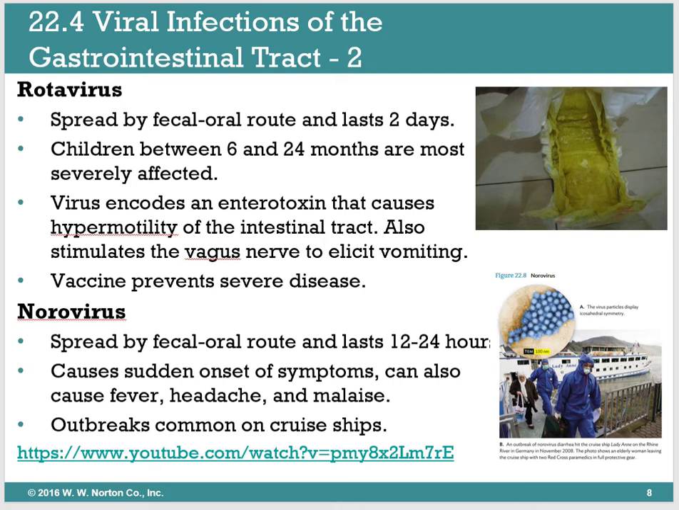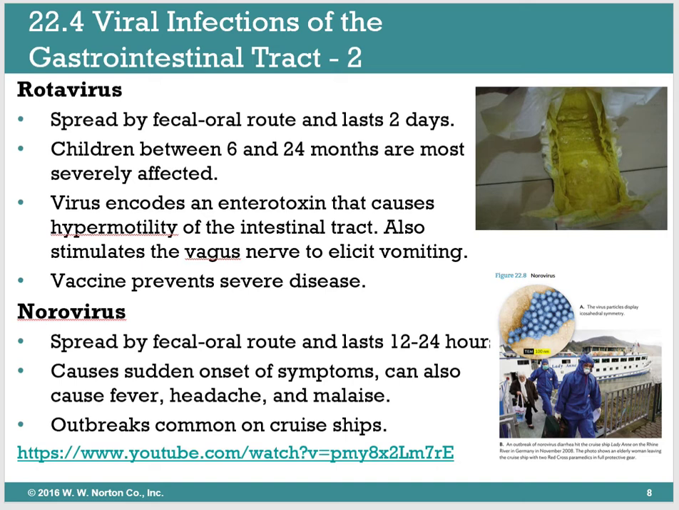So that's the rotavirus. And then we have the norovirus. So this is more commonly found on cruise ships, since it is very close quarters on cruise ships. But what will happen is that it will spread through the fecal-oral route, and it's normally self-limiting. So it only lasts for about a day, but the symptoms onset very, very quickly, and normally cause a spike in fever, a headache, and general malaise. There is a video link right here. I'm not going to show it just to save time on the video, but you're more than welcome to go look at it for yourself.